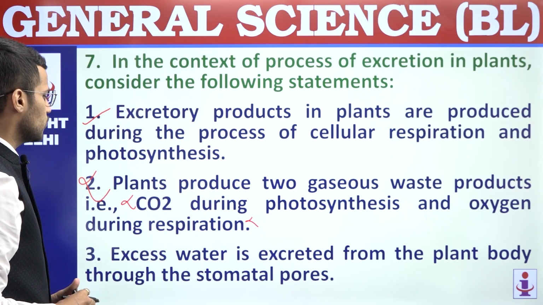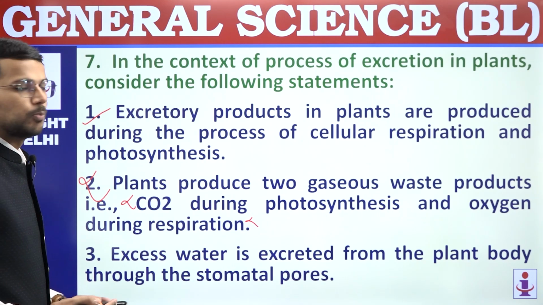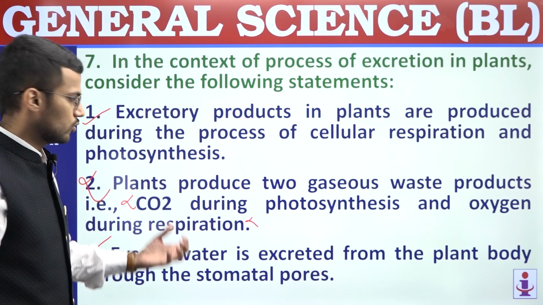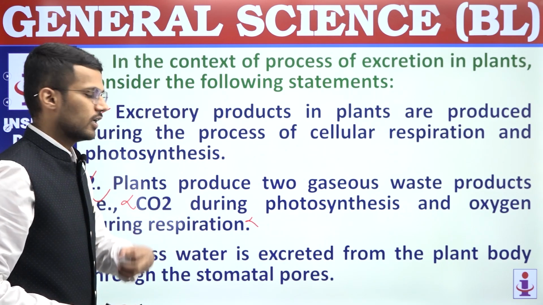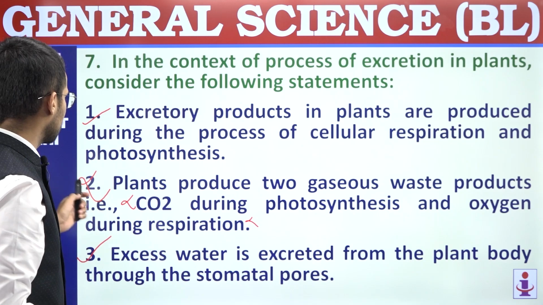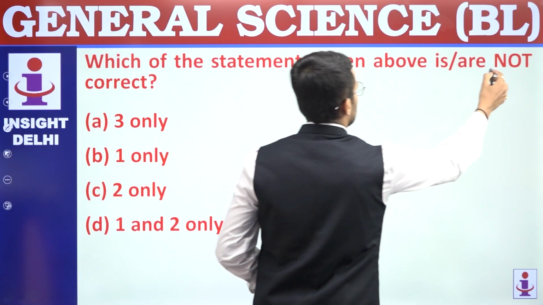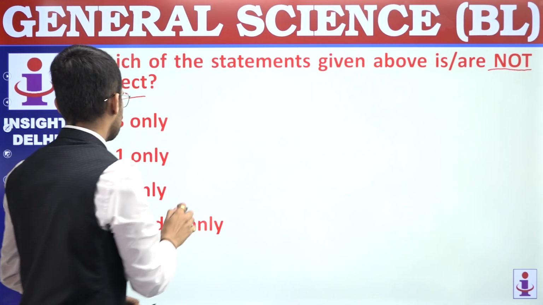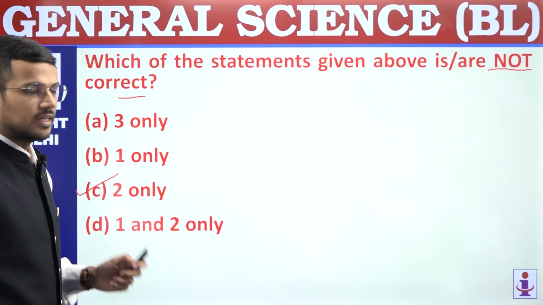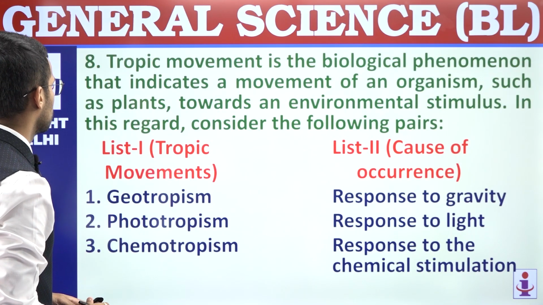Third, excess water is excreted from the plant body through the stomatal pores, right? So we know that there is a process of evapotranspiration through which excess water is excreted from the plant. So first and third statements are correct. Second statement is incorrect. We are supposed to find out statements which are not correct and hence the answer should be C, 2 only. Only the second statement is incorrect. So question number 7, answer is C. Next, question number 8.